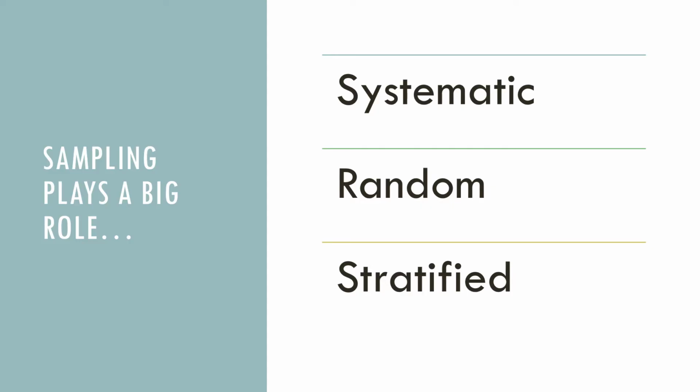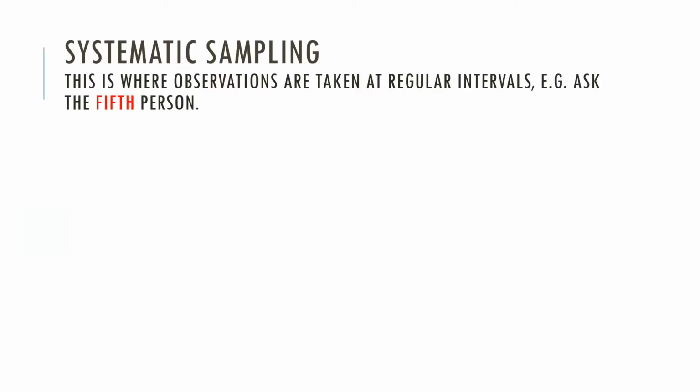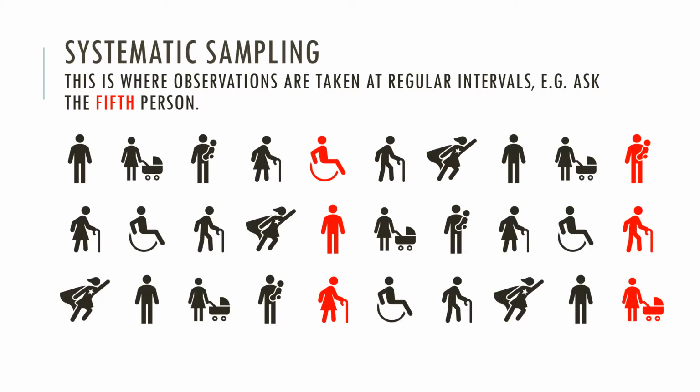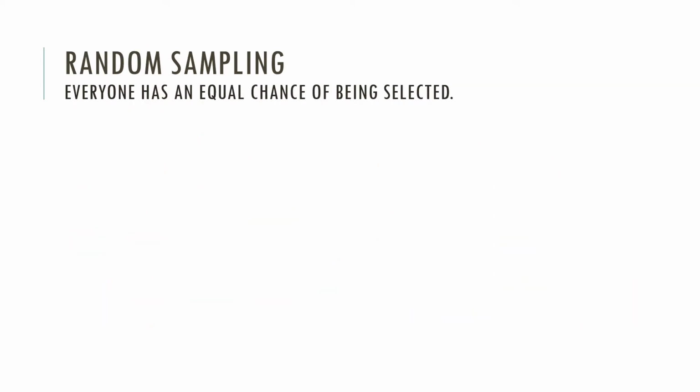It's identifying the people that you want to answer the questionnaire. So let's go through the various different types of sampling. We've got systematic, which is nice and straightforward. This is where observations or people are asked at regular intervals. For example, I could ask the 5th person, and hopefully you can avoid bias because you're just going 1, 2, 3, 4, 5. Right, I'll ask the 5th person.